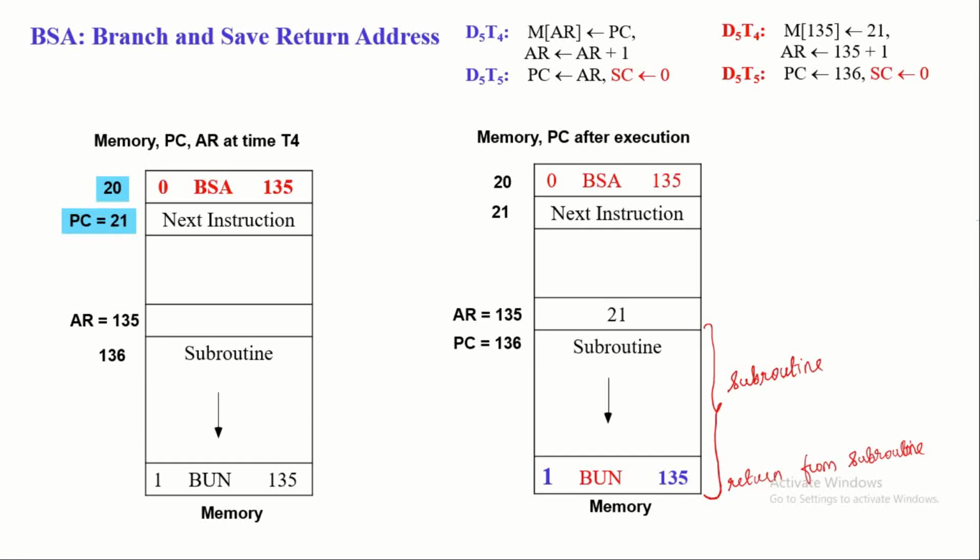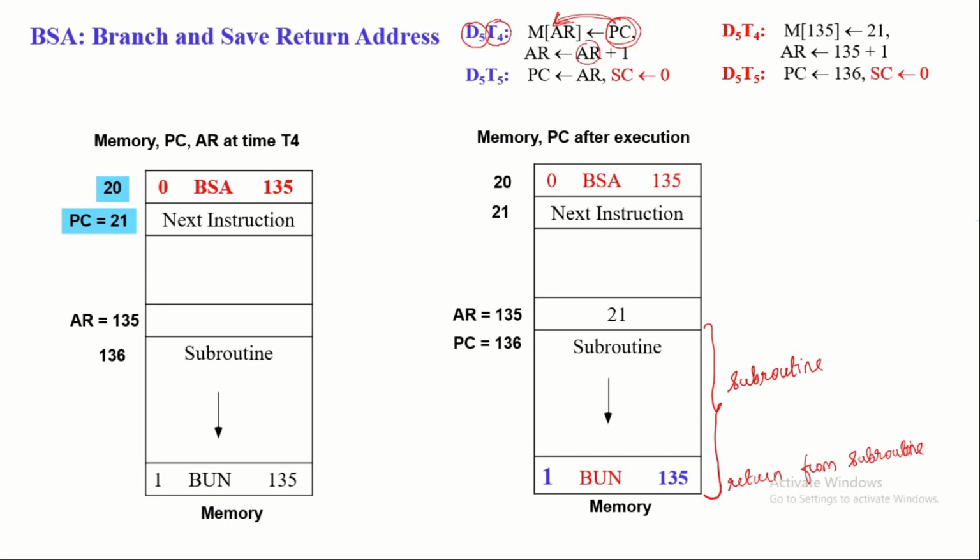When D5 output of the decoder is active and the T4 timing signal is active, the control unit transfers the content in the program counter to the memory unit, to the address that is pointed by the address register. At the same time, during the clock cycle, the address register content is also incremented. Here you can notice the content of the program counter is stored into the memory unit at a particular address that is pointed by the address register.